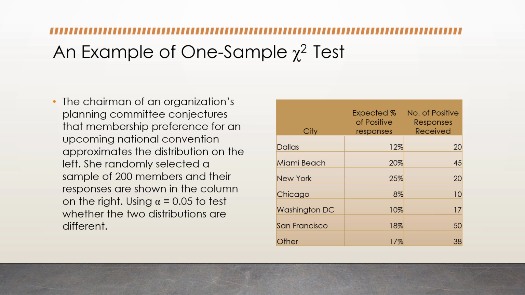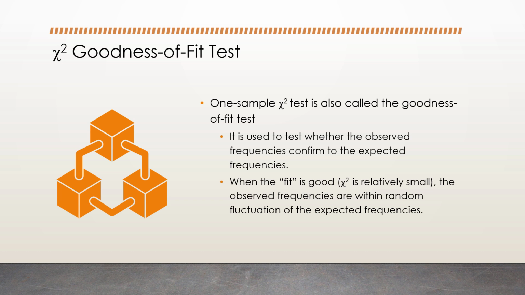The chairperson of an organization's planning committee conjectures that membership preference for the upcoming national convention approximates the distribution on the left. She randomly selected a sample of 200 members, and their responses are shown in the column on the right. Using alpha equals 0.05, we test whether the two distributions are different. That is, we use the chi-square test to evaluate whether observed frequencies conform to the expected frequencies.